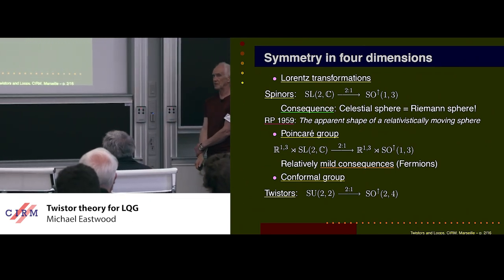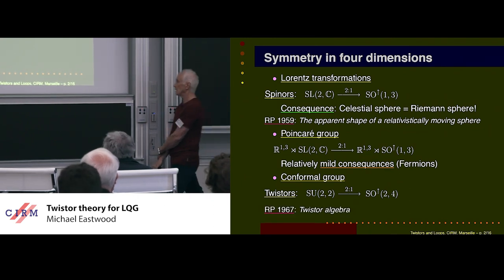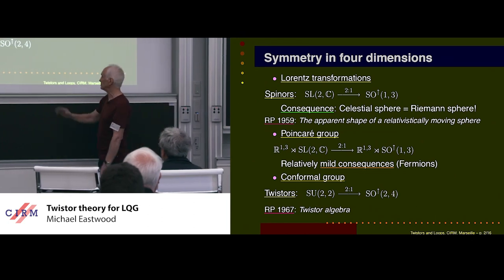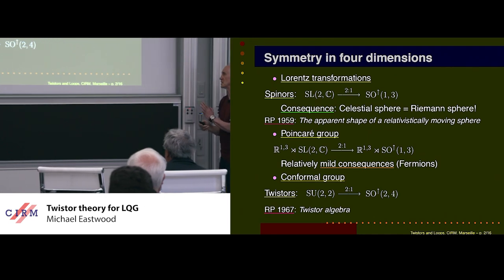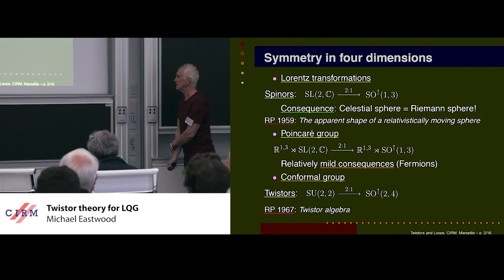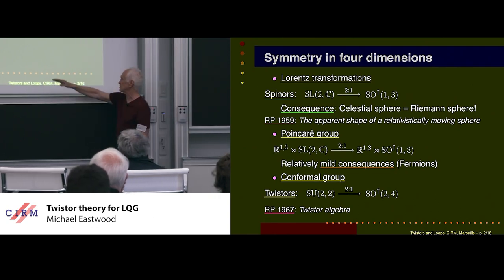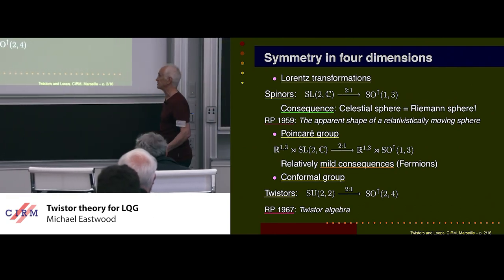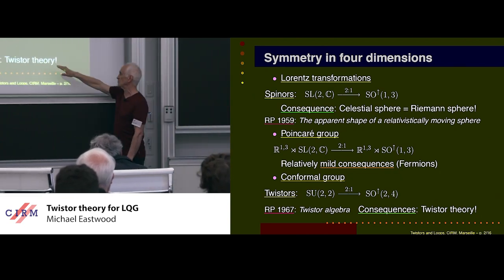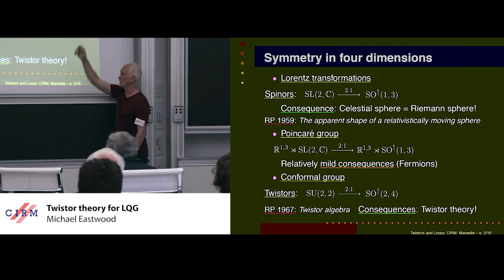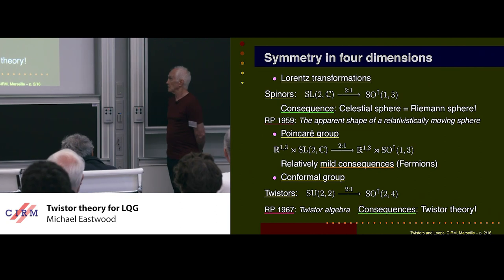Okay, so this is a mathematical fact, but this is actually the basis of Twistor theory. So the next article of Roger's is in 1967, Twistor algebra. That's generally regarded as the birth of Twistor theory. So it's actually a Lie algebra version of this coincidence that was explained in that article. Okay, so the consequences there are Twistor theory, and that has much more severe consequences than these relatively mild consequences for these earlier groups.